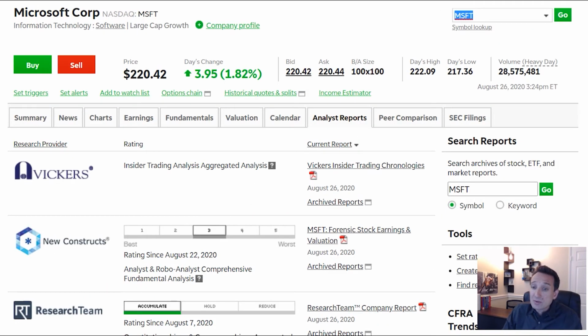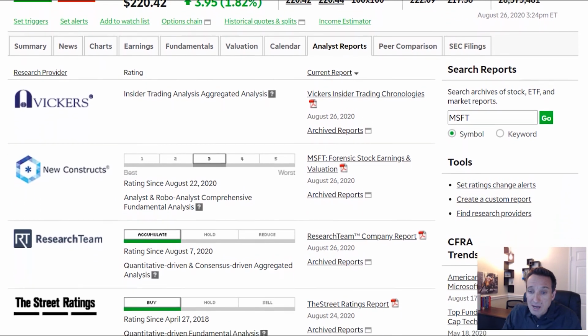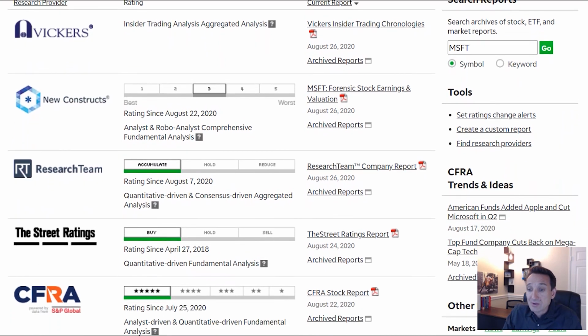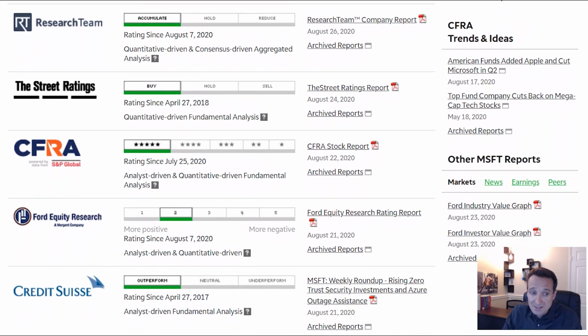Okay, finally what I wanted to show you was the analyst reports. After you do your own research and come to some conclusions about the stock, take a look at what the professional analysts are saying. You can see right here that virtually all of them have a buy or accumulate recommendation on Microsoft, which is not surprising considering how Microsoft has been on such a rise in the last few years.